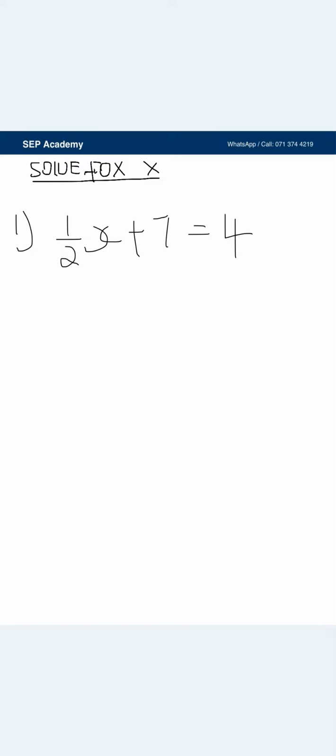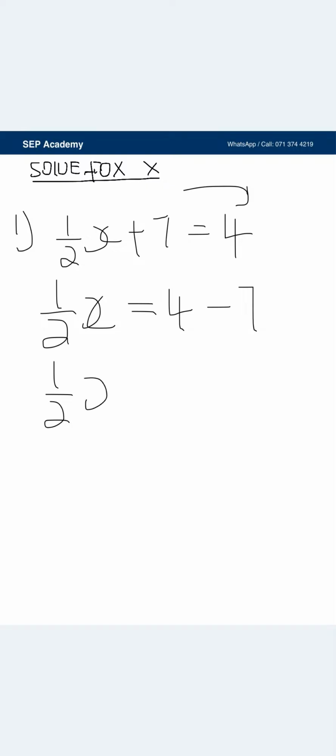So obviously it's half a letter, so we just leave it on the left hand side because that half is attached to a letter. On the right hand side you have a 4, you take 7 to the other side, it changes its sign, it becomes minus 7. You still have your half on the left hand side, you just need to work out the right hand side. Definitely 4 minus 7 will give you negative 3.